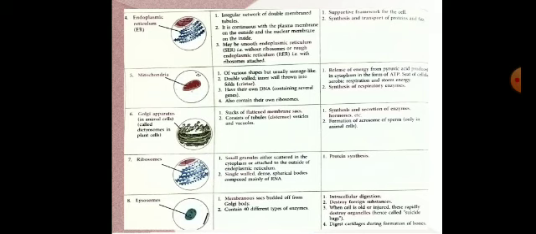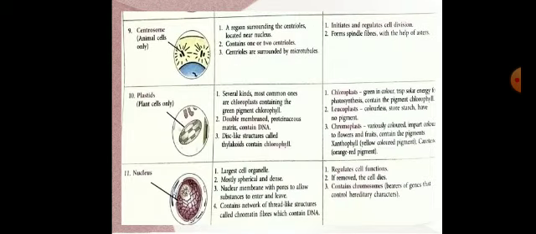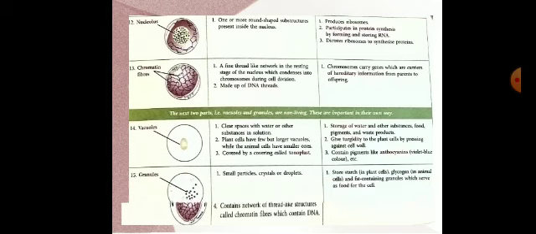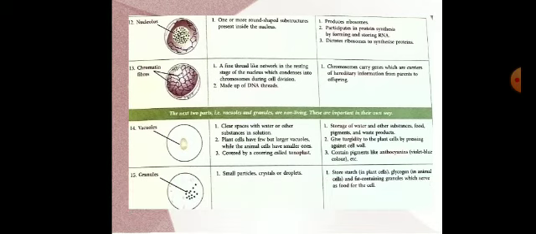Nucleus, it is the largest organelle. It regulates cell function. It contains chromosomes, and genes are present inside the nucleus only. Next one is nucleolus. One or more round structures are present inside the nucleus. As you can see, the yellow colored part is a nucleolus, present inside the nucleus. It also produces ribosomes. It participates in protein synthesis by forming and storing RNA.